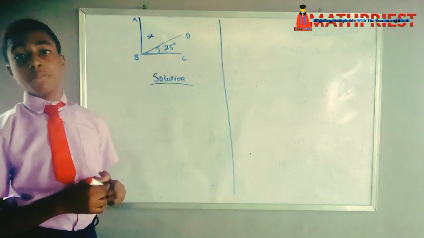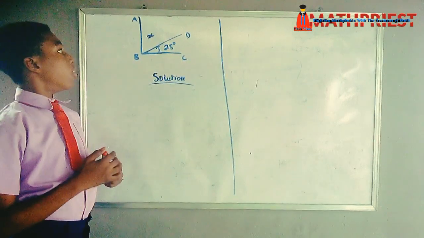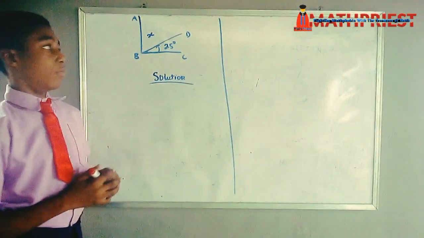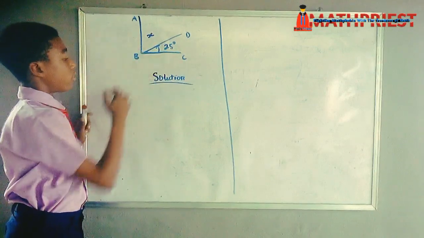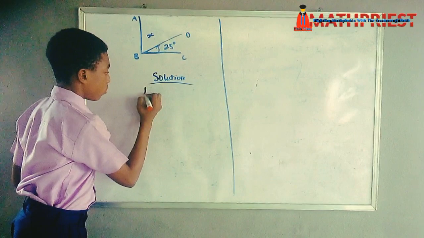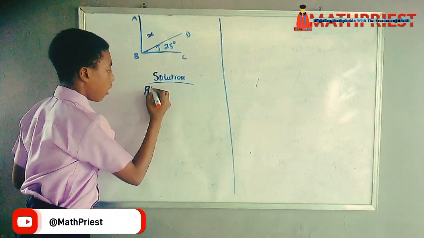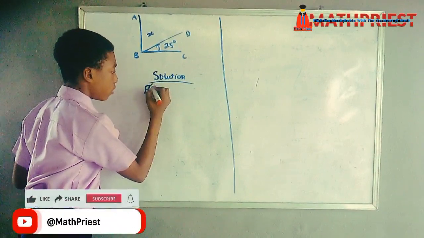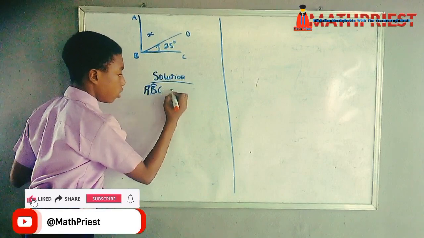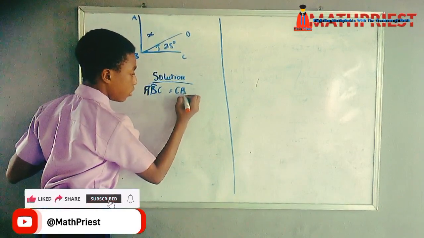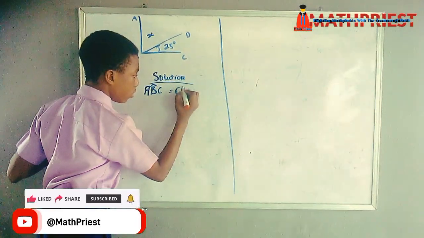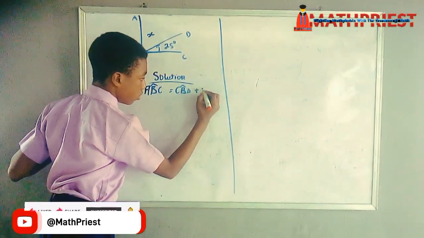Hello everyone, my name is Principal Isaiah. I'm here to solve this problem. In this problem, we have to solve angle DBA. So we say angle ABE equals CBD plus DBA.